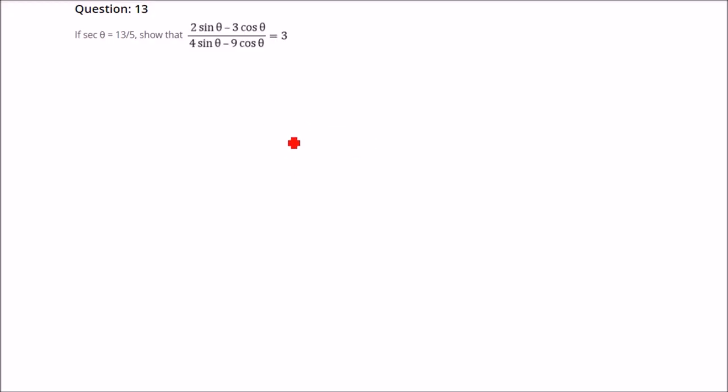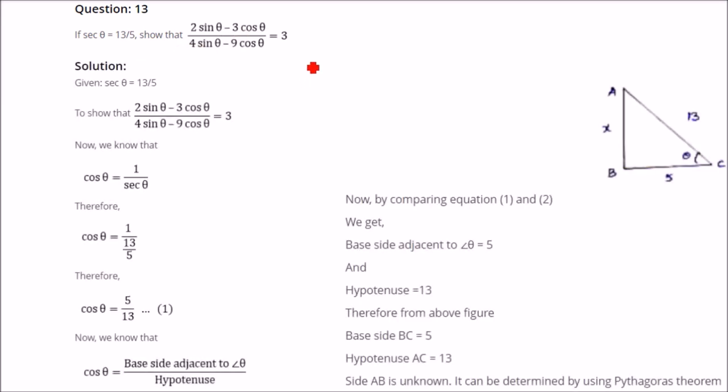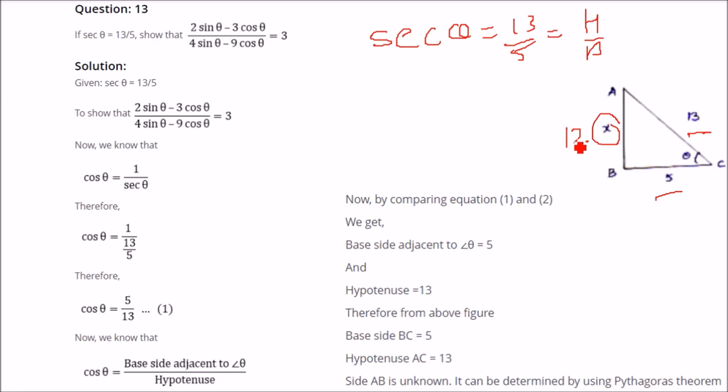If you want to do in another way, then sec theta is equal to 13 by 5. You have to find these values. So here sec theta is given. Let us find the other values. Sec theta is 13 by 5, which is our hypotenuse by base. So what is the hypotenuse? 13, base is 5. So we can find this value. We already know by the questions we have done.